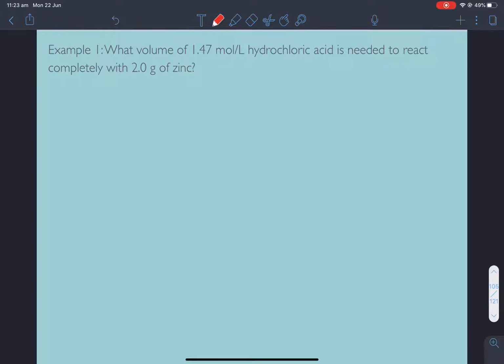What volume of this concentration of hydrochloric acid is needed to react completely with this mass of zinc? Okay, so we've got to have a reaction between zinc and hydrochloric acid. We need to completely react away all the zinc. So we need to work out how much hydrochloric acid we need. And it's saying you need to deliver that by this concentration of the acid. So it's saying how much of that volume do you need? So a little bit tricky again, but let's start with a balanced chemical equation where we often start when we're talking about reactions.